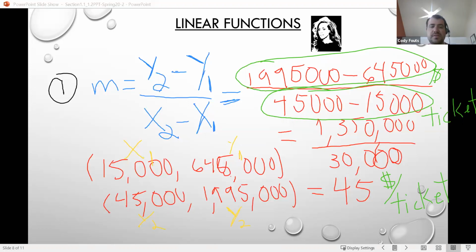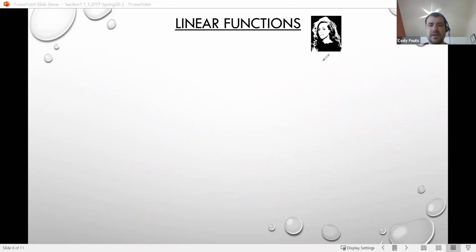And then we were also asked to explain what that means in words. So I'm just going to say that verbally. Again, this $45 per ticket, that's our rate of change, our slope. So it tells us how things are changing over time. So what this is telling us is that the profit, since that's our output, is changing, and it increases because the 45 is positive. So it's increasing by $45 per ticket sold. That's how the profit works. All right, let's move on to part 2 now that we have that.